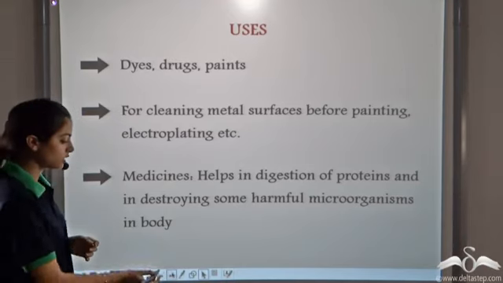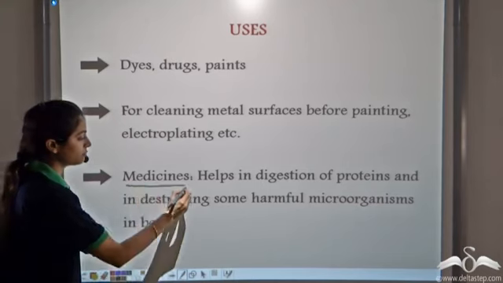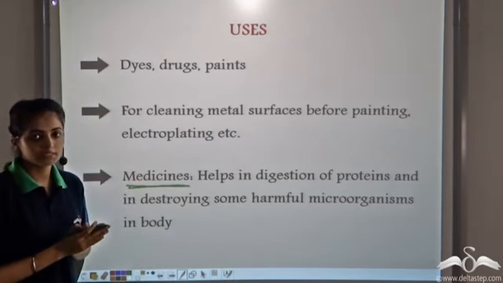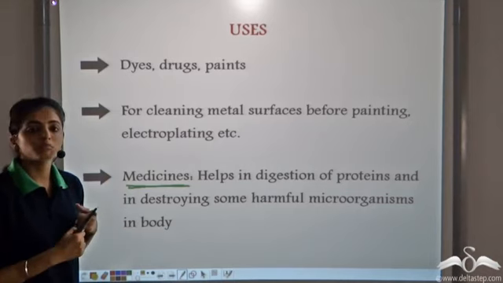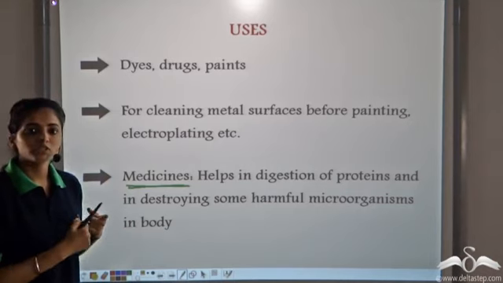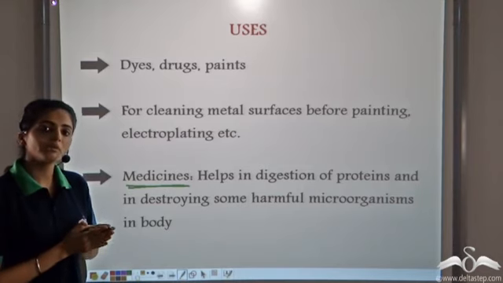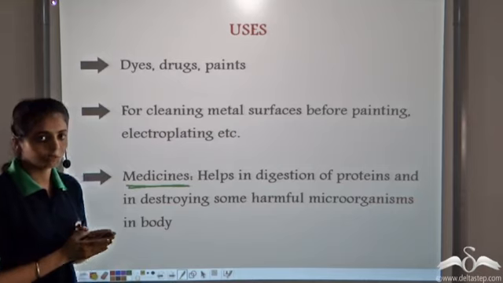Also, hydrogen chloride is used in making medicines. In some medicines, it is used for the digestion of proteins. And it also kills some harmful microorganisms. So these are some of the uses of hydrogen chloride. Let's see how we can prepare hydrogen chloride in the laboratory.